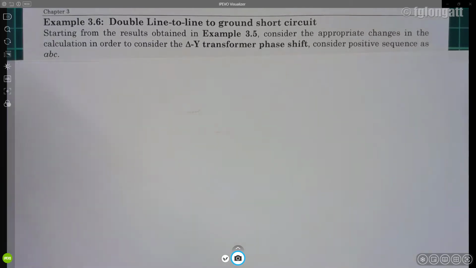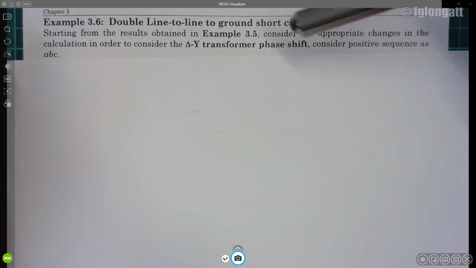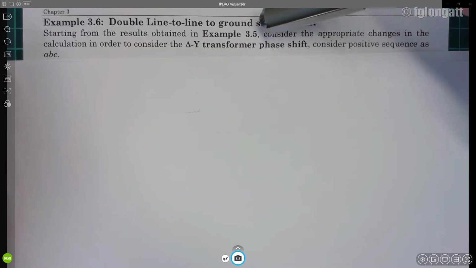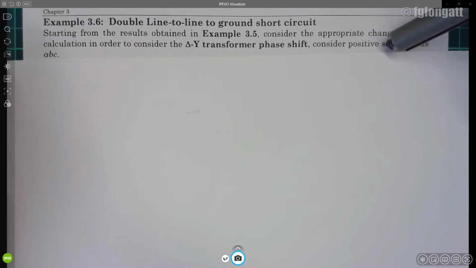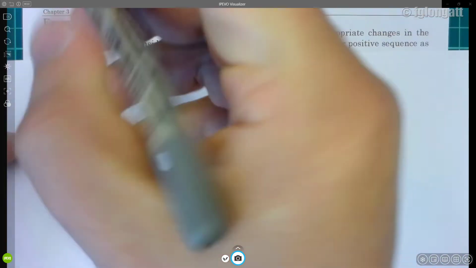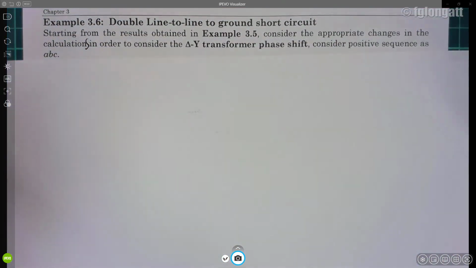What is the job today? The job today is we will start from the results that we created in example 3.5, and then what we want to do is include the appropriate changes in the calculations in order to consider the delta star transformer phase shift. Okay, let's jump in.